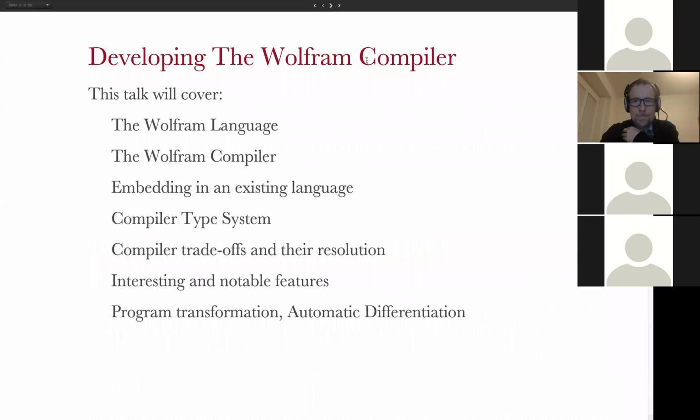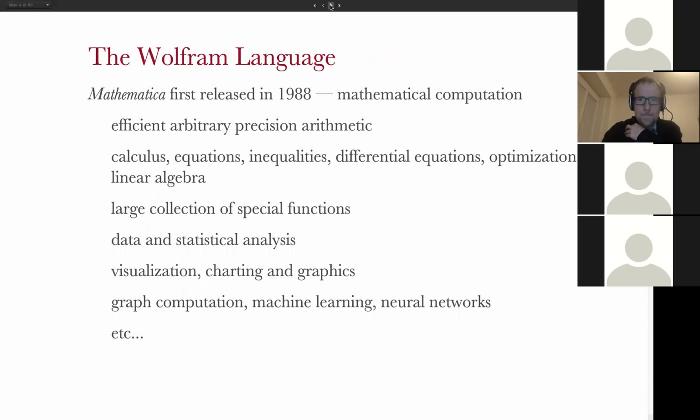So, in this talk, I want to cover some ideas of the Wolfram language. That's the language that we're trying to compile, the Wolfram Compiler. Some interesting ideas of embedding a compiler in an existing language. I'm going to talk about the compiler type system, some trade-offs and resolution, interesting and notable features, and some other tools and things that we put together for program transformation with some automatic differentiation technology.